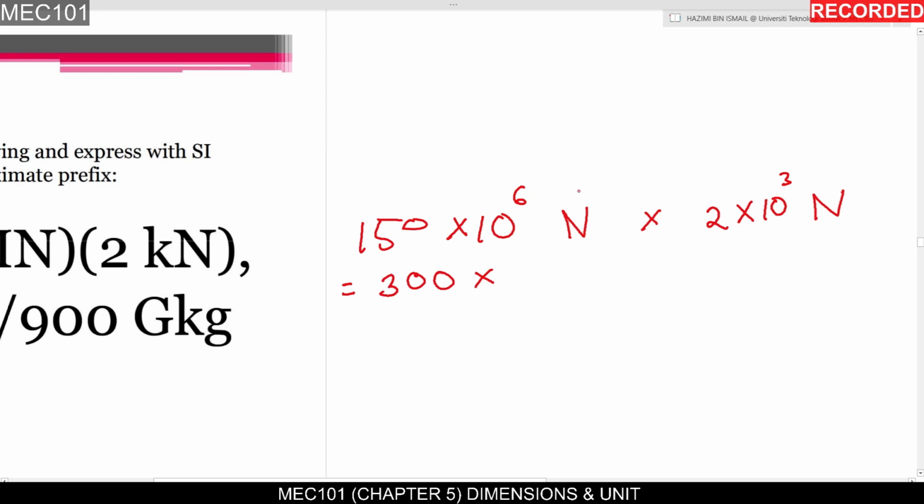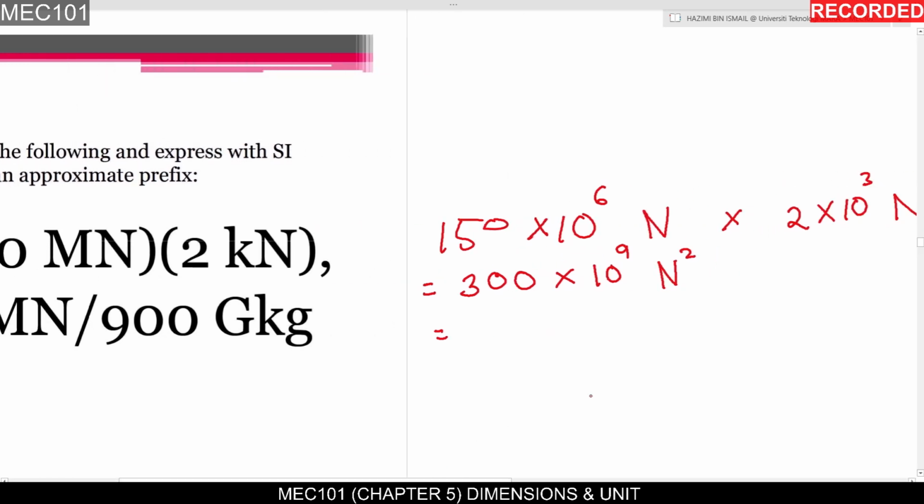10 to the power of 6. When you multiply with 10 to the power of 3, you will get 10 to the power of 9. And then newton times newton gives newton squared. So what is the prefix for 10 to the power of 9? You have to remember that after mega there is giga, giga being 10 to the power of 9. So there will be 300 giganewton squared. Very straightforward and easy peasy.